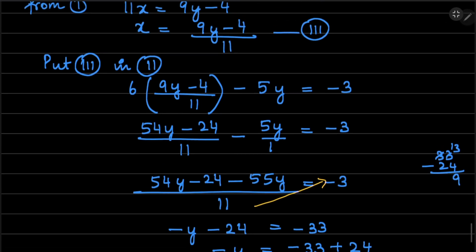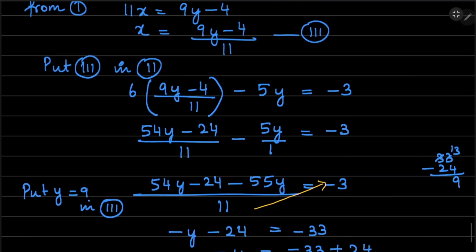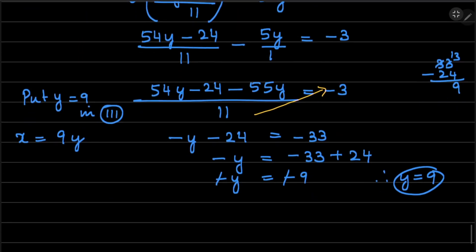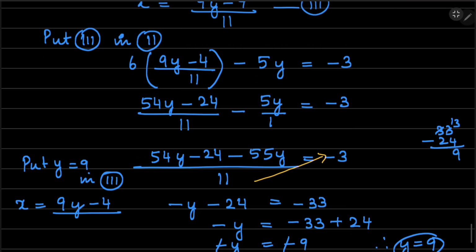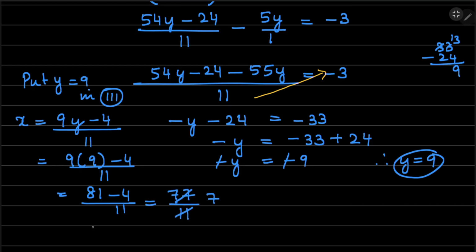So let's find out x. So you can write, put y equal to 9 in equation 3. So what is it? x is equal to 9y minus 4 divided by your given 11, isn't it? So 9 multiplied by 9 minus 4 by 11. 9 9s are 81 minus 4 by 11. What is 81 minus 4? It is 77 by 11. So you get, therefore x is equal to 7.